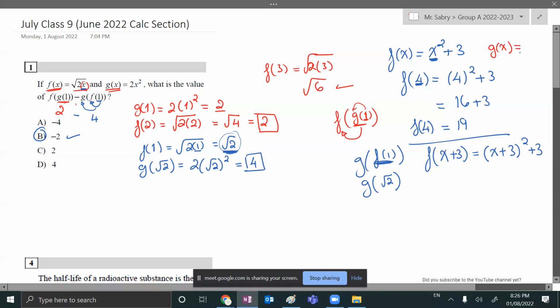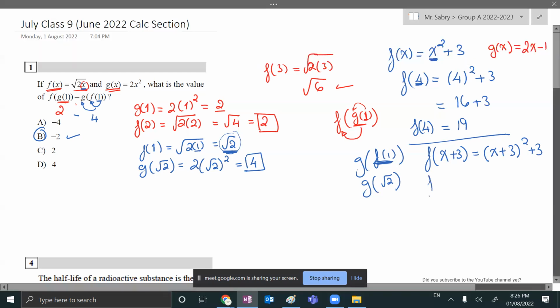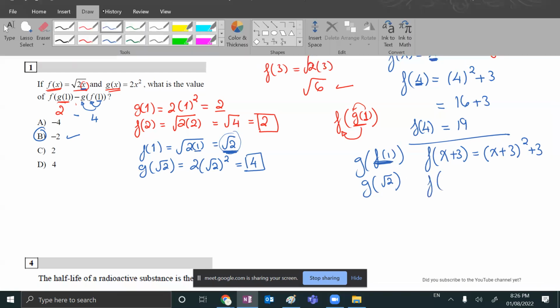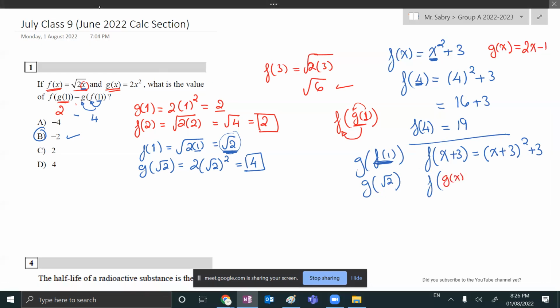So what if I said I have another function now called g of x, that's 2x minus 1, okay? And now I told you I need you to get me f of g of x.